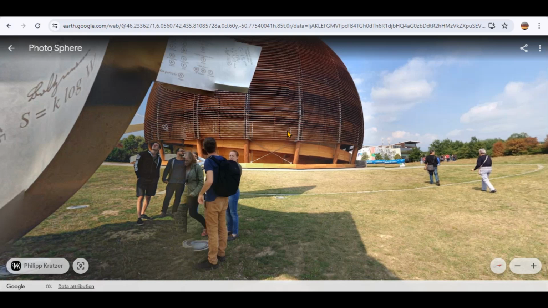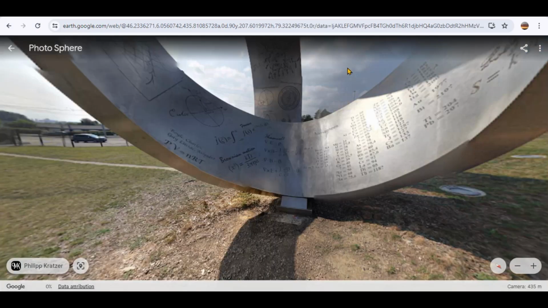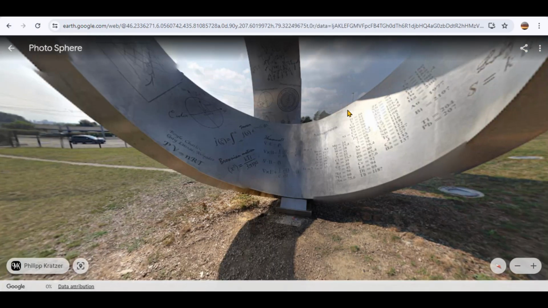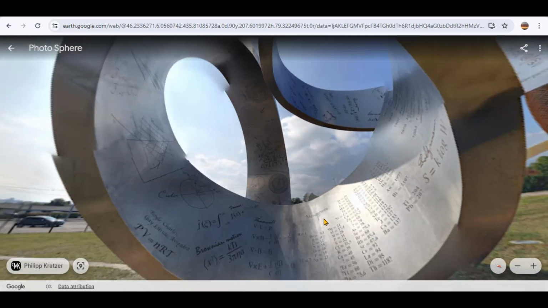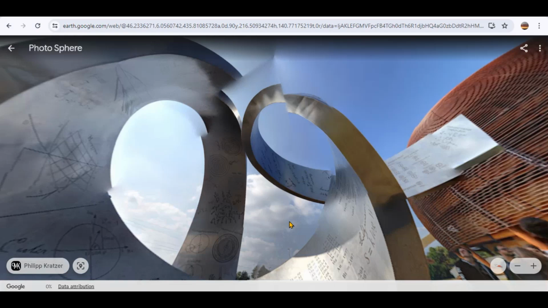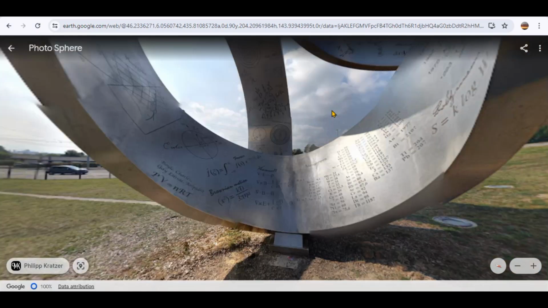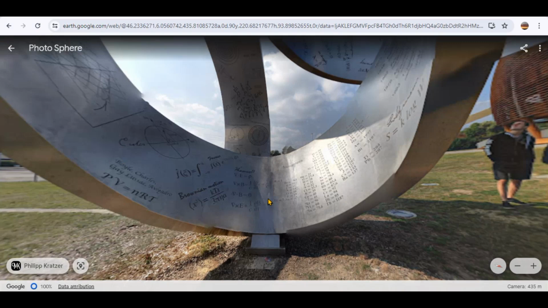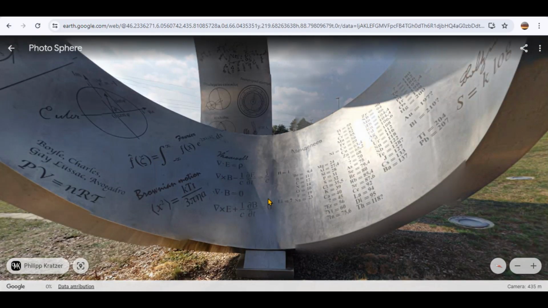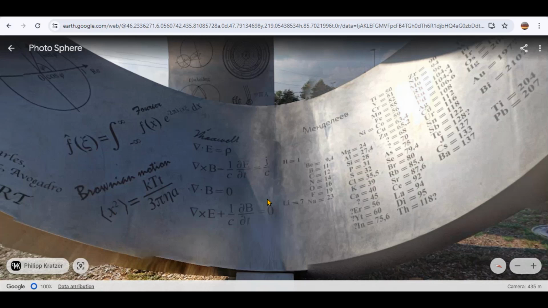So, again, the screen transition may be a little slow, but we are now standing in front of some art that is out in the yard in front of CERN. And I'll go through this pretty slowly as far as moving around and through it. There's actually a lot of information carved and etched into the inside and underneath of the structure out in front of CERN.